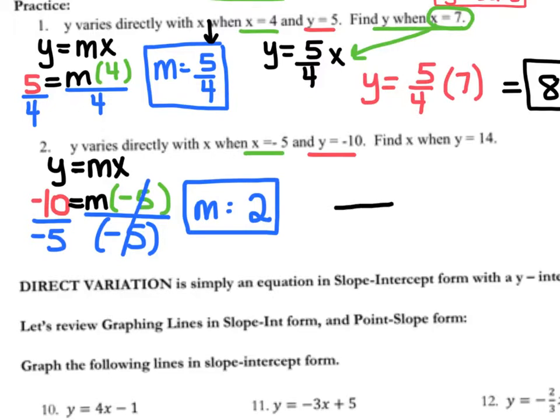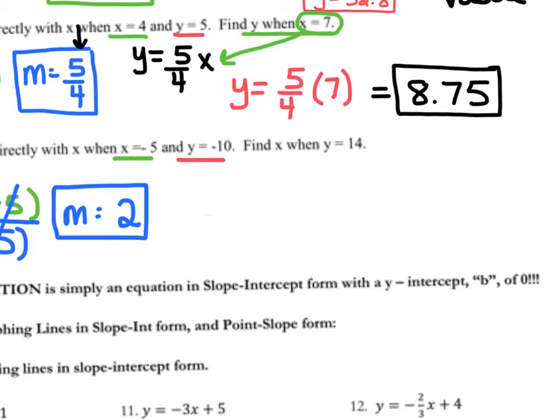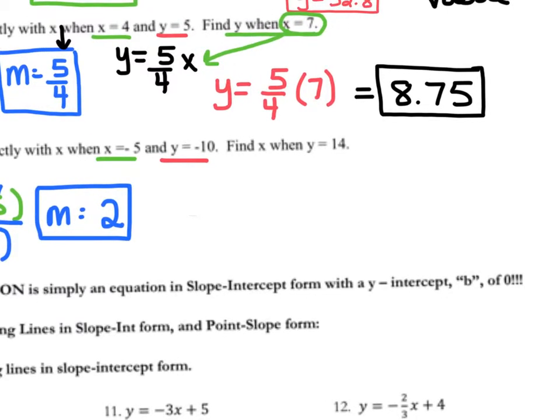So now we know our slope. I did the same thing again. Now we know our slope, and we can write our new equation. Y equals 2x. Now this one says find x when y is 14.